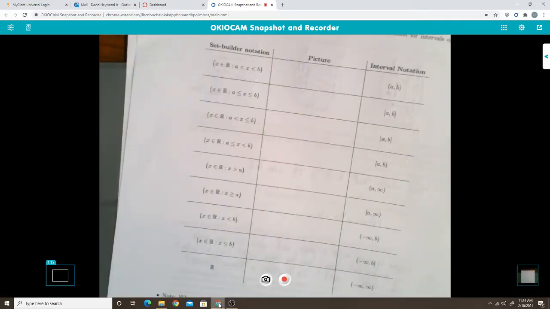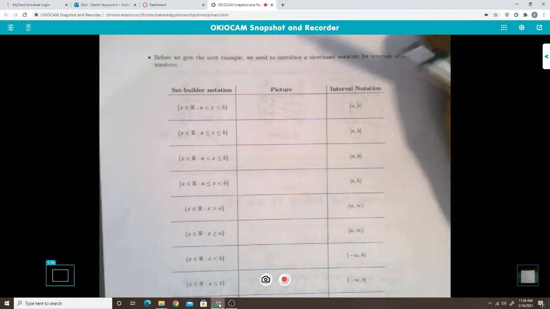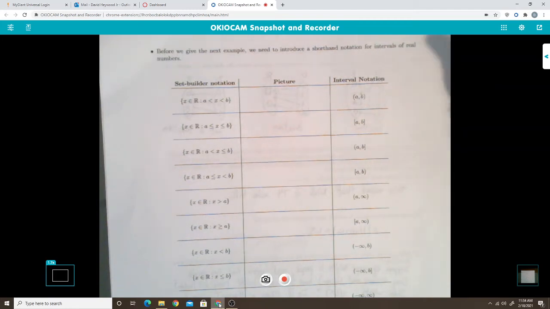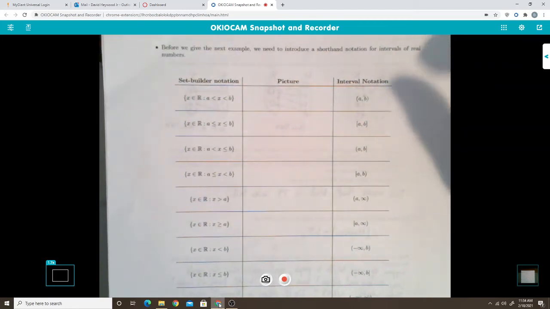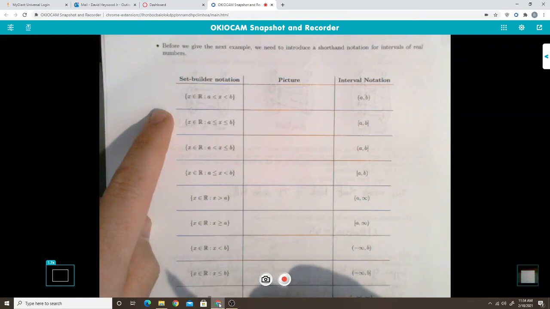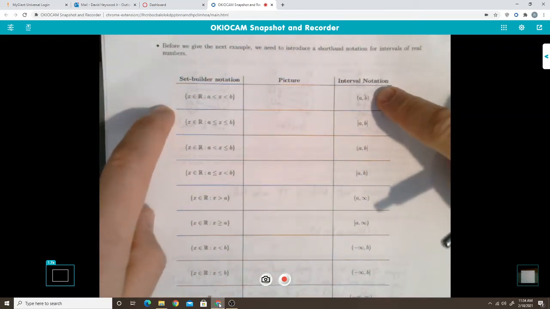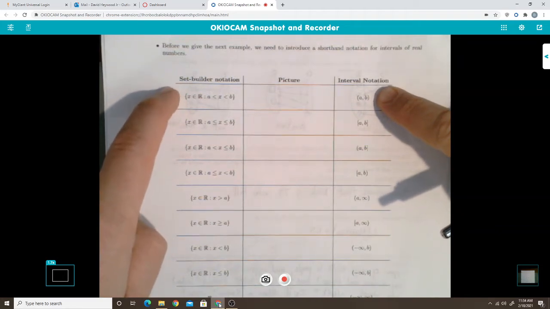Okay, back. So before we give the next example of functions, we need to introduce a shorthand notation for intervals of real numbers. And this is going to be a notation that we're going to see throughout this chapter. So it's important for us to get a good grasp on what interval notation is. So we're used to seeing set builder notation, okay? But we're gonna use a different notation, and these things are equivalent, okay?